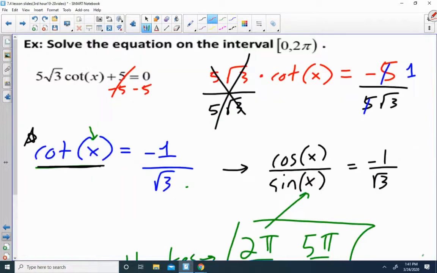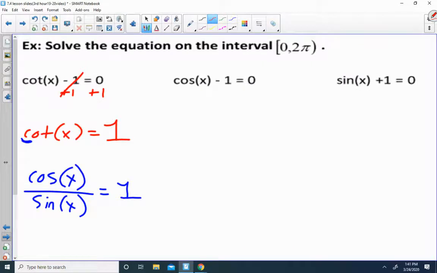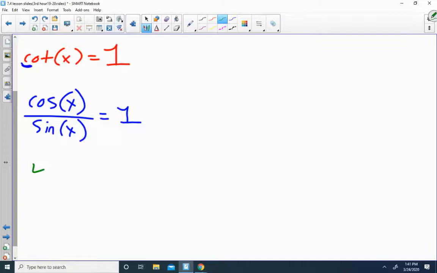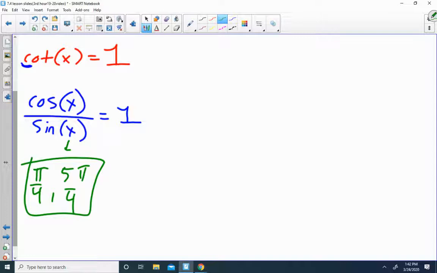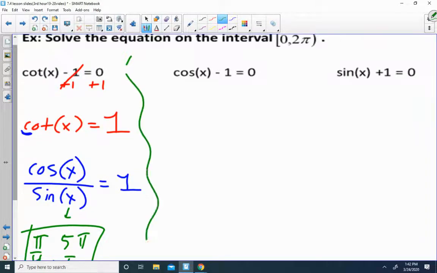So back to that example, you will say that for this example, the two angles that we'll need are pi over 4 and 5 pi over 4. All right, piece of cake. Moving on to the next one.